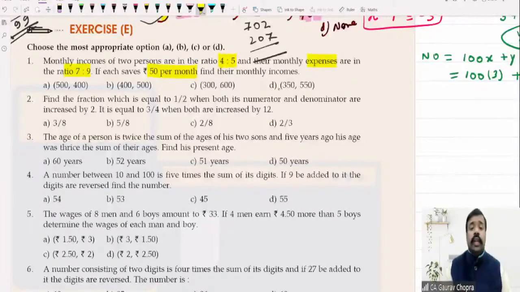So clearly we can see that according to the first statement, the ratio of income is 4:5. All right. So which of the following options is having the income as 4:5? First is 5:4, incorrect. Second one is having 400 and 500, that is 4:5. Third one is a wrong ratio. Fourth is also a wrong ratio. Hence option number B is correct.